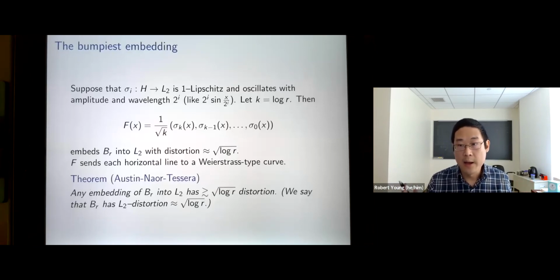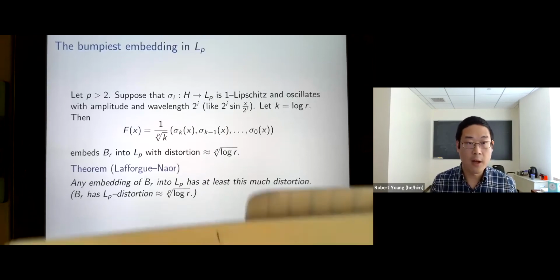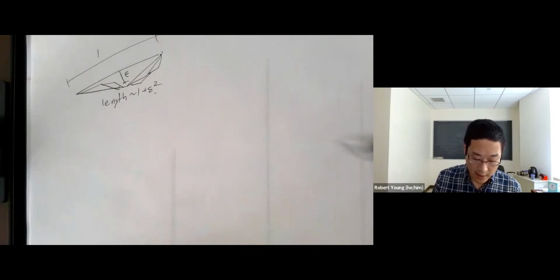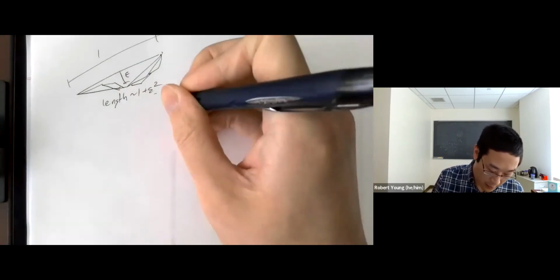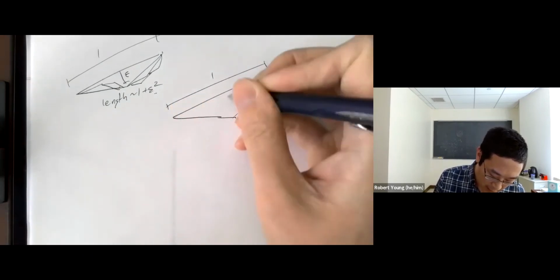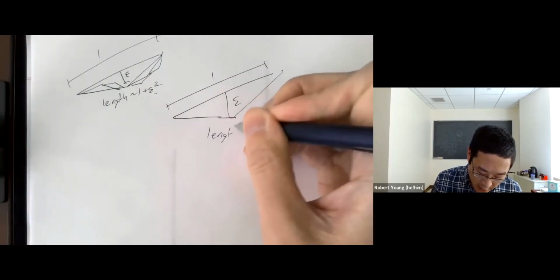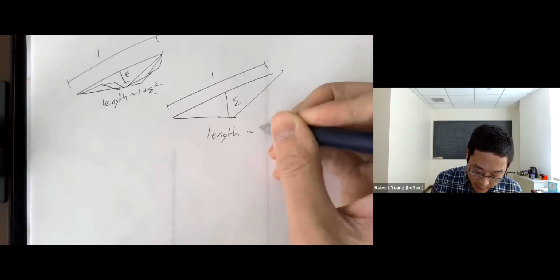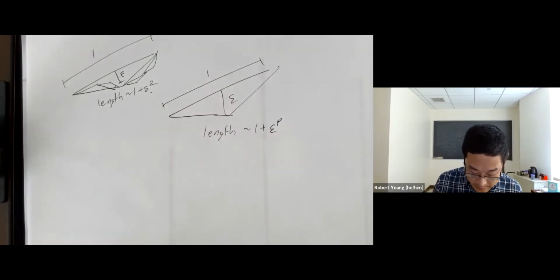But it only applies to the Hilbert space because we use the Pythagorean theorem. In other Banach spaces, well, you don't have the Pythagorean theorem. So we can ask what happens, for instance, in L^p. If p is bigger than 2, then we no longer have the Pythagorean theorem. In L^p, if we do the same sort of thing, if I take a segment of length 1 and I add a bump to it, so that it's epsilon away from a line, that's going to increase the length now by a factor of 1 plus epsilon to the p, if p is bigger than 2.